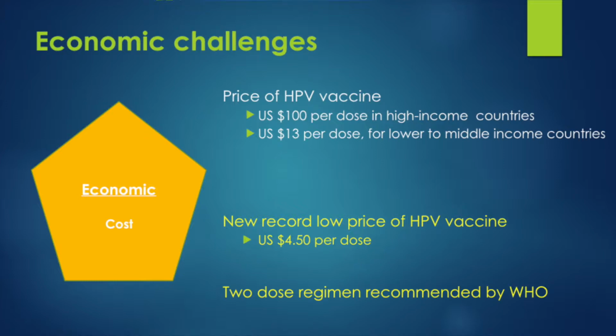HPV vaccines can cost almost $100 in high-income countries. In the US, the cost of these vaccines is covered by insurance with nominal out-of-pocket expenses, if any. For low to middle income countries, the lowest public sector price is about $13 per dose. This is still a huge economic burden on countries, and it really hinders the likelihood of adopting HPV vaccines into their national immunization programs. But there's good news.